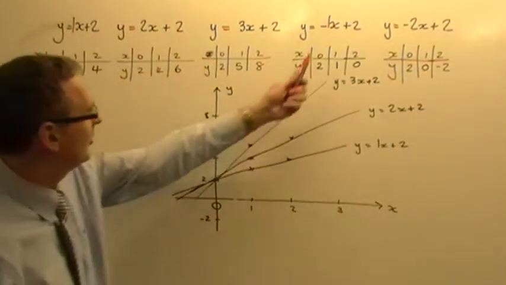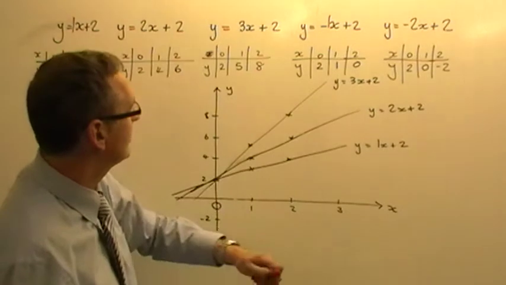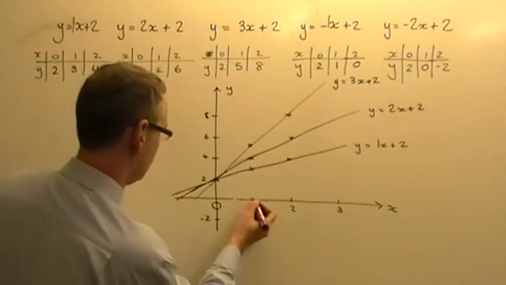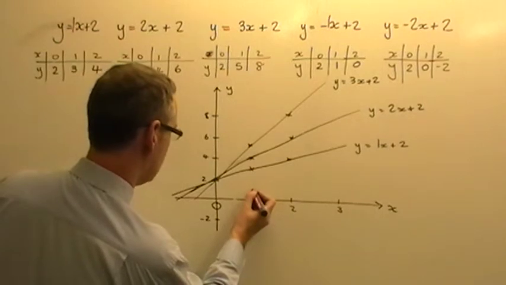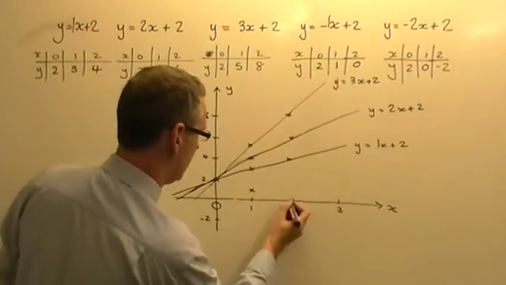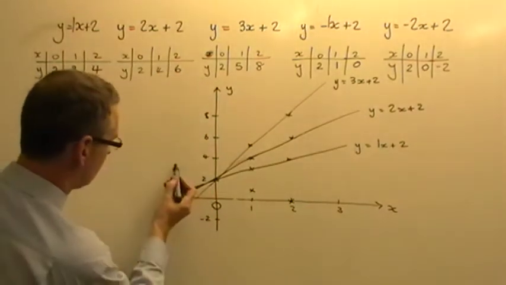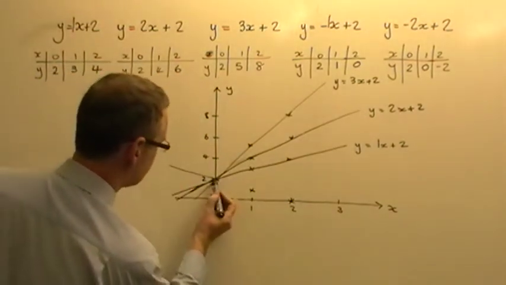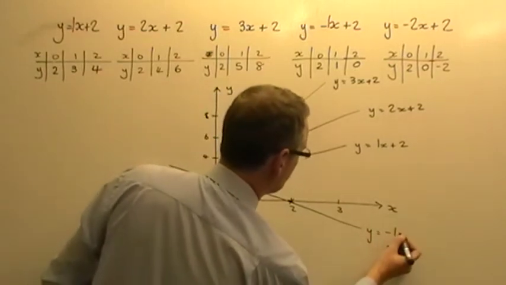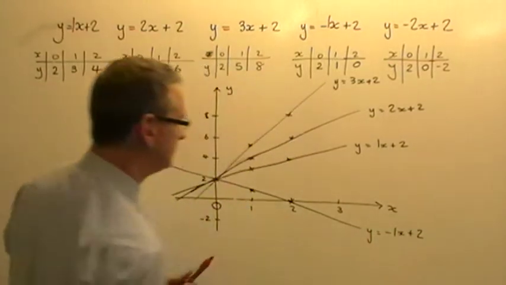Okay, let's go on to the fourth one. Y equals minus 1x plus 2. 0, 2, same place. 1, 1 this time. So 1, 1 is there. And 2, 0 is 2 across, 0 up, it's there. So for this one, this looks something like this. Let's label it. Y equals minus 1x plus 2.